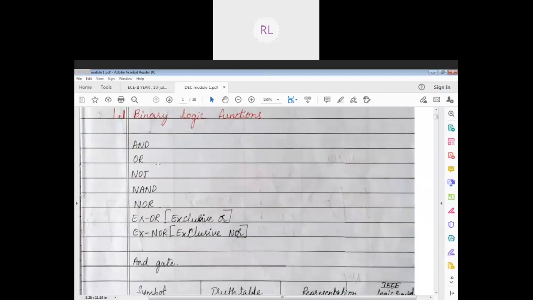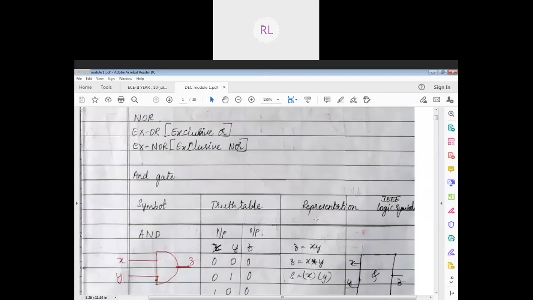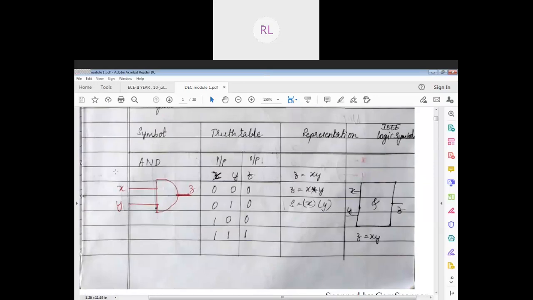So these are going to be your basic logical functions, which deal with multiplication or addition. NOT is nothing but your inversion, your negation. Then your NAND is nothing but AND plus your NOT gate, and NOR is OR plus NOT gate. Then exclusive OR. These are special logical functions, XOR and XNOR. We will see them one by one as to what they are. So this is the symbol. I think all of you are very much aware of the symbol. X, Y, and Z. X, Y are your inputs, Z is your output.